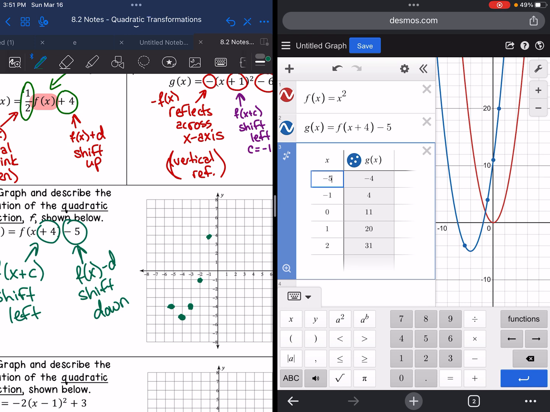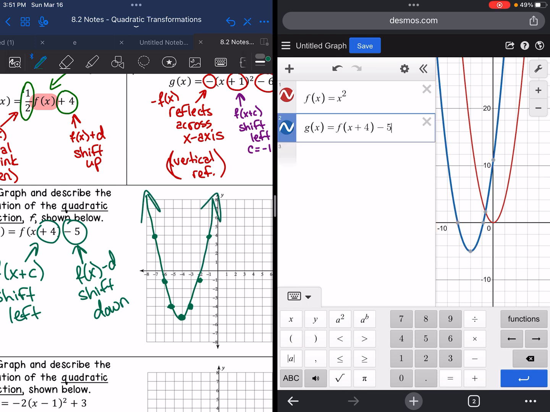And now since this is symmetrical, all I got to do is just mirror my points that I got on the other side, because I'm starting to work my way back up. And so there we go. We have drawn our new function. Right? So that table is pretty cool.